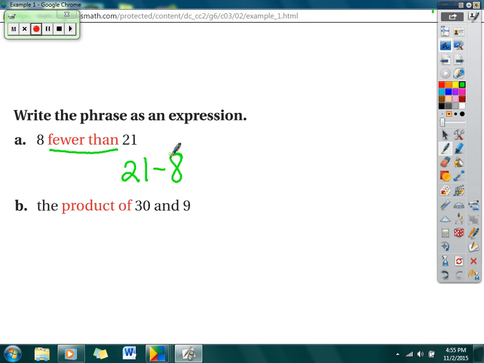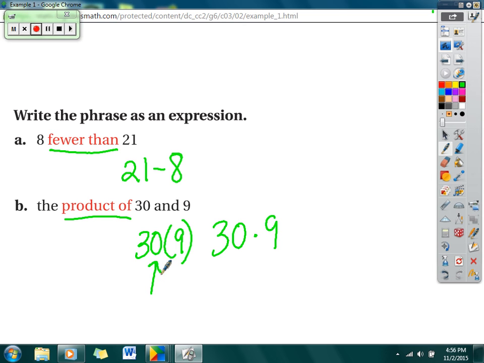The product of 30 and 9, well, if I look and see the keyword product of and look to see what word that means, I see product of means multiplication. So it's the product of 30 and 9. Okay, you can write it with parentheses, that means multiplication, or you can write it 30 times 9, either way, but I would like you to get in the habit of writing it this way since that's more algebraic.